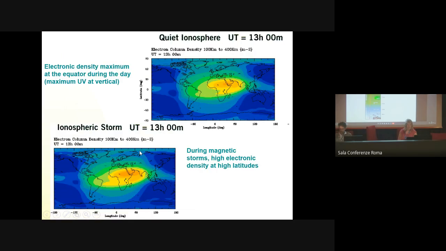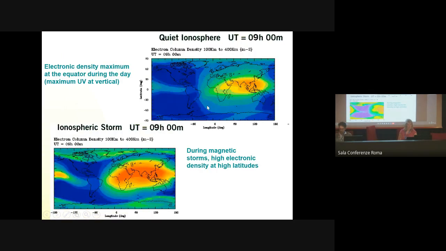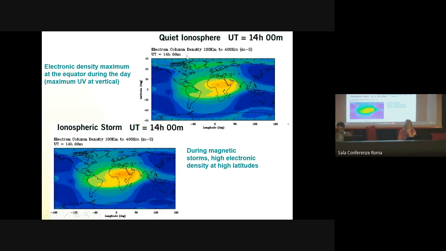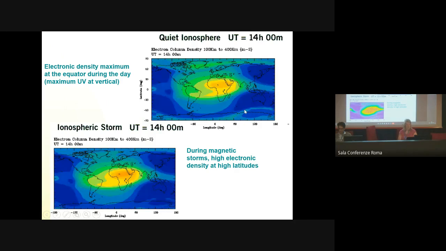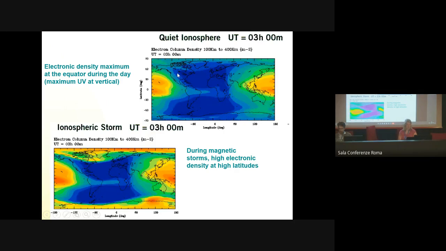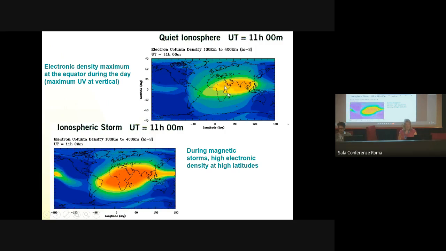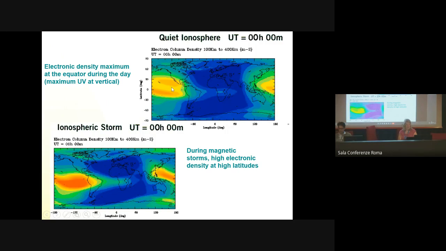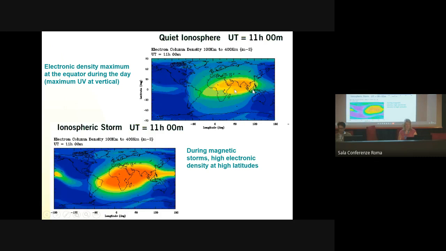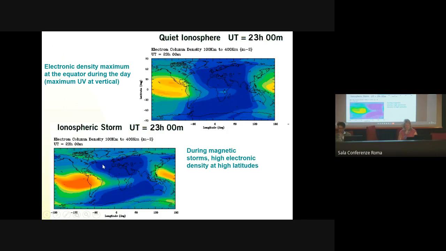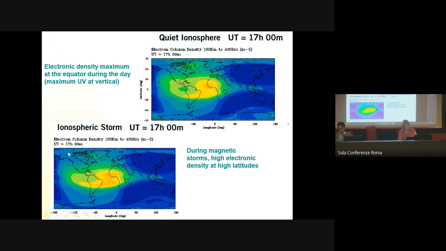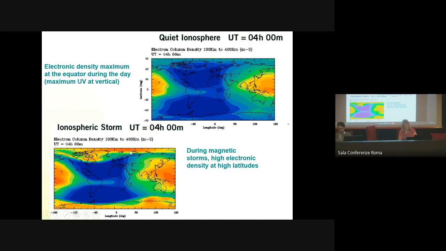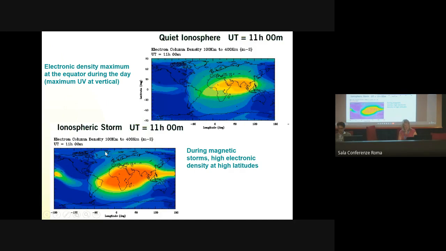Here you can see the electron column density between 100 and 400 kilometers. Thus here during a quiet day, the maximum of ionization appears at the equator during the day. And when there is a storm, you can see that you also have high fluxes and high densities appearing at high latitudes, and not only in the equatorial plane.